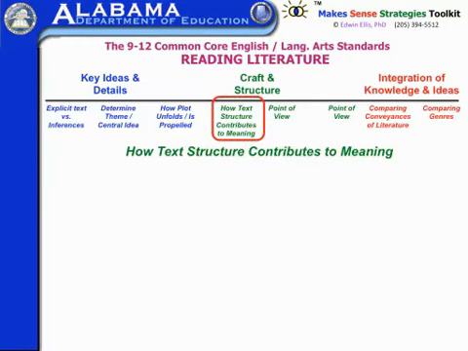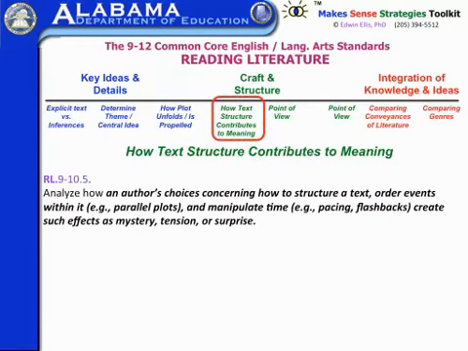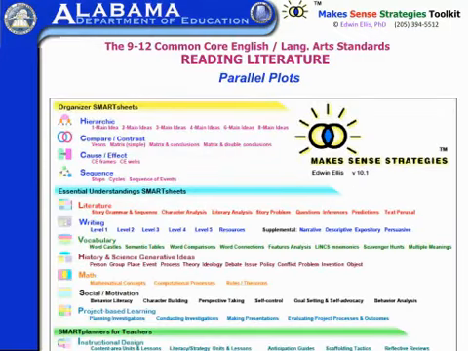When we look at how text structure contributes to meaning, for an example, analyze how an author's choices concerning how to structure text, order events, and within it, like parallel plots, or manipulate time, like flashbacks, create such effects as mystery, tension, or surprise. And again, this is one of those standards that's got a lot going on with it, so we're going to break these up a little bit and show you how I can address different elements in these standards. So for an example, let's start with looking at parallel plots. Since we're talking about parallel plots, we're essentially doing a type of compare and contrast.